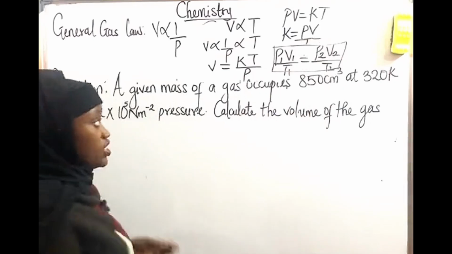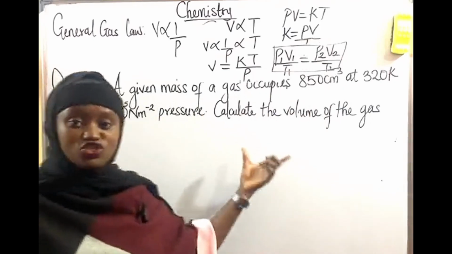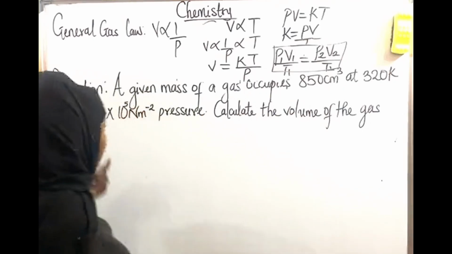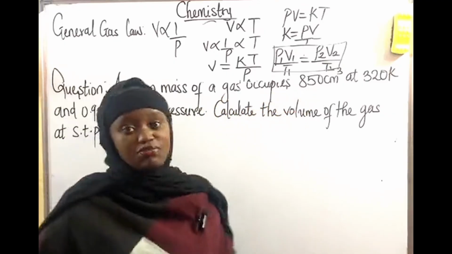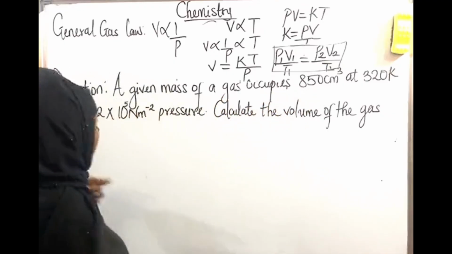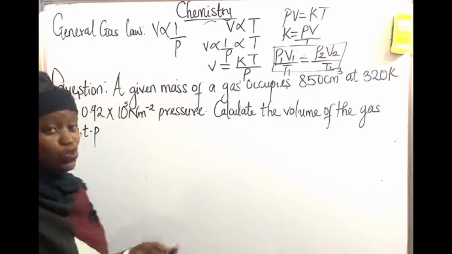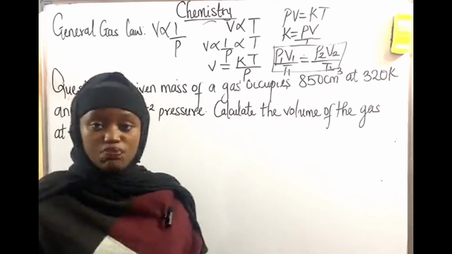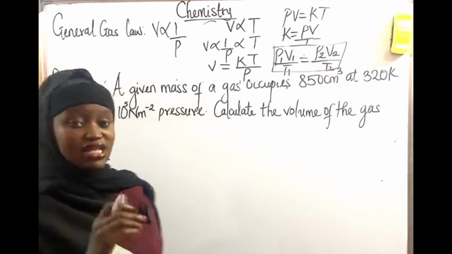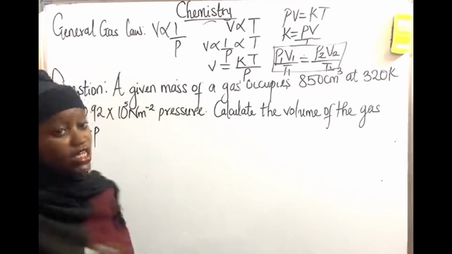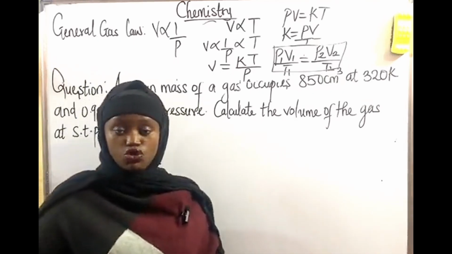So with this, we can easily solve this question given to us, which says that a given mass of a gas occupies 850 centimeter cube at 320 Kelvin and 0.92 times 10 raised to the power 5 Newton per meter square. So we are asked to calculate the volume of the gas at STP. STP stands for standard temperature and pressure.